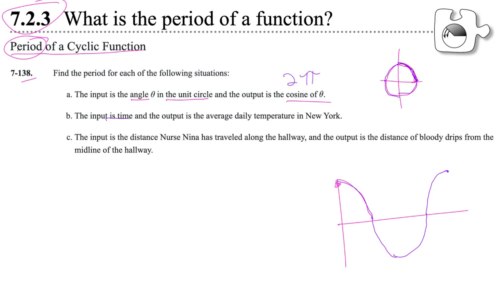Next one, the input is time and the output is the average daily temperature. This is kind of hard to think about, but if we think about temperatures in New York, maybe here is 0. If I'm starting in the summer, let's call this the summer. And then you'd have the fall and you have the winter and so on and so forth. Well, the temperatures are probably highest in the summer, then they start to fall off in the fall, then in the winter maybe there's a couple that get below 0, but then they start to climb back up in the spring, and they'd end up probably back where they started in the summer. So I would say that the period here would be 1 year for that.